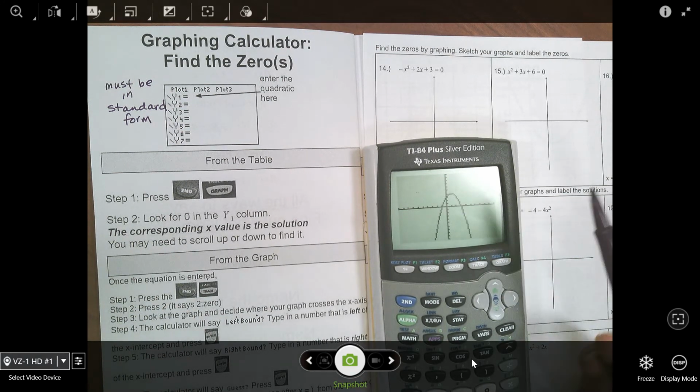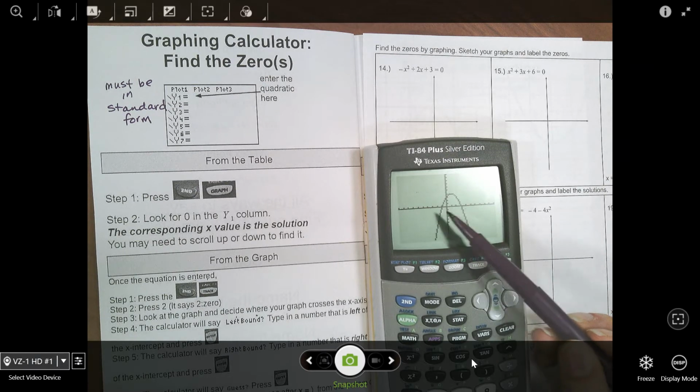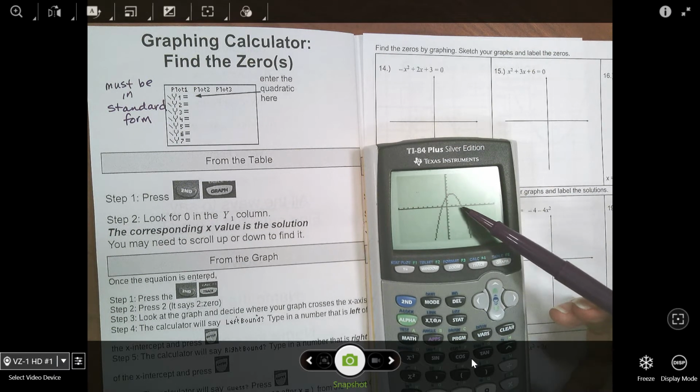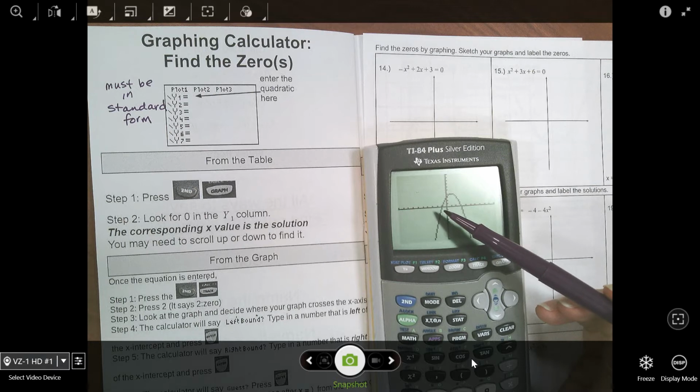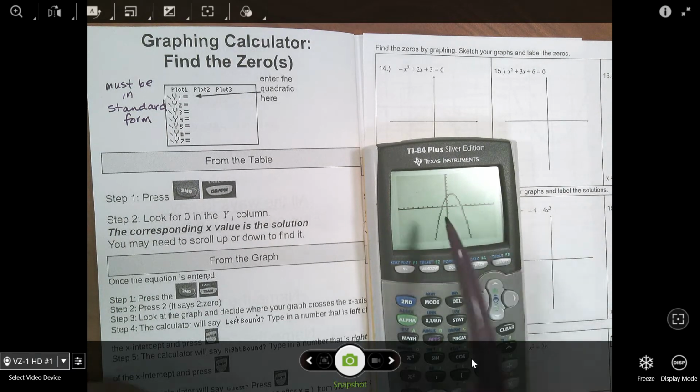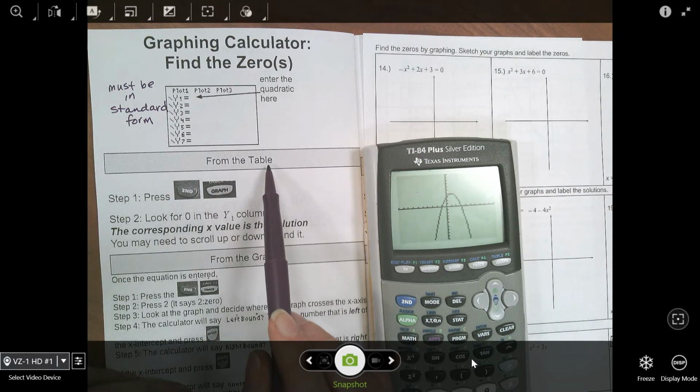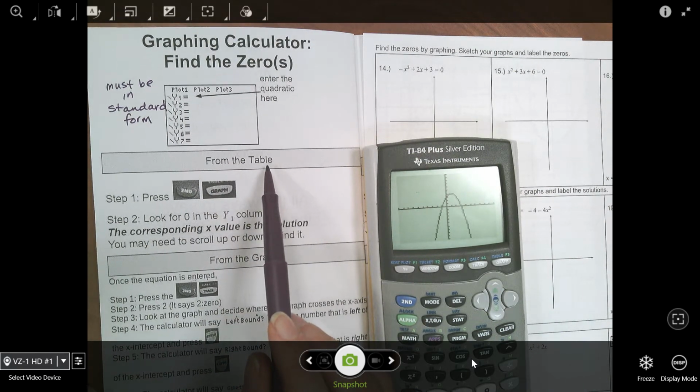So I notice that it's crossing in two places. So that means I'm going to have two solutions. Now I wouldn't just assume that it is this number and this number, because sometimes it's close to those, but it's not exact. So we don't want to estimate where they are. What we do want to do first is look at the table. So the table is going to give us, if it's a nice integer, so if it's a nice number, we're going to be able to see it in the table.